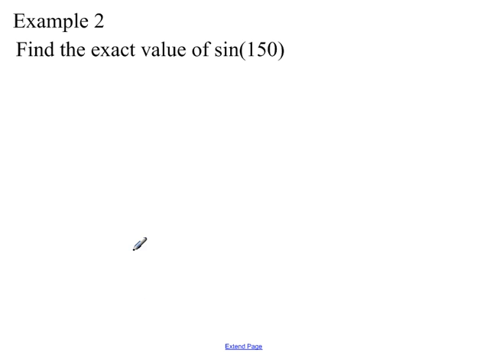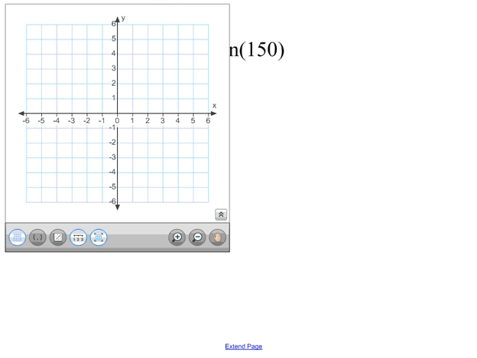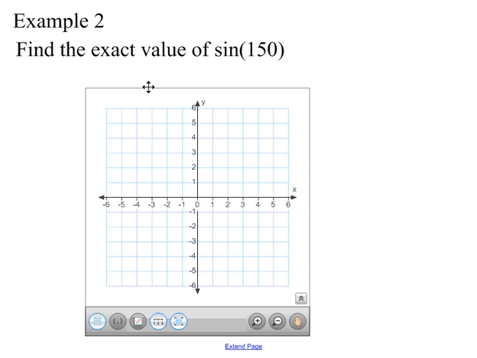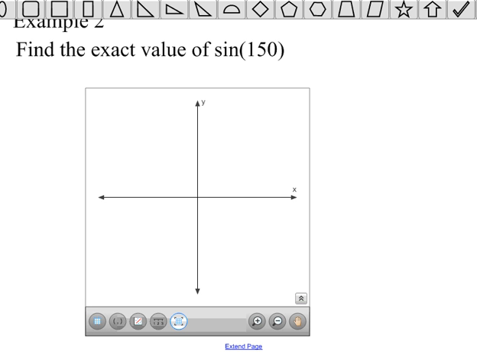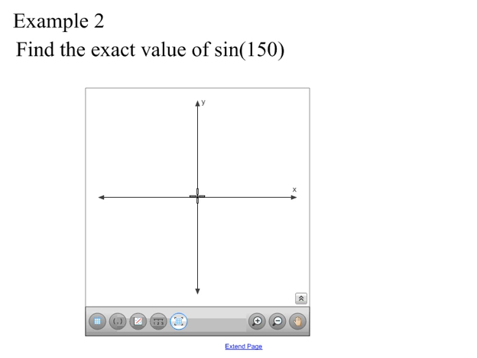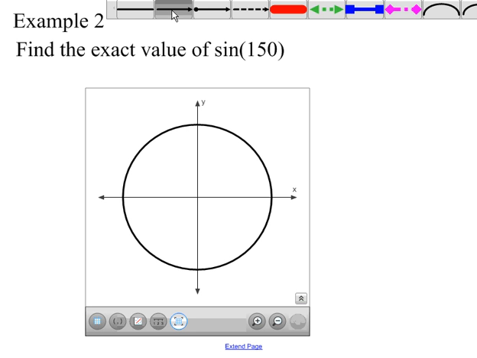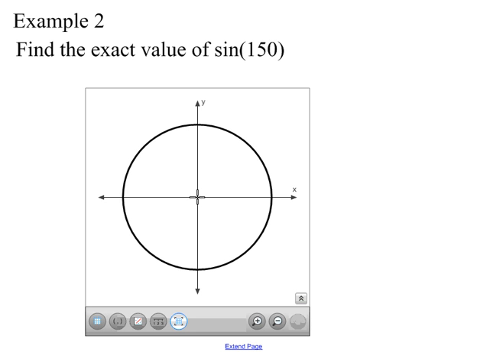Okay, let's try one more example. Find the exact value of the sine of 150. All right, look, it's very simple. Just sketch the unit circle and sketch the angle. Let's get rid of that, and let's get rid of that. So let's sketch the unit circle. We're going to sketch the angle in standard position. So the initial side has to be here.